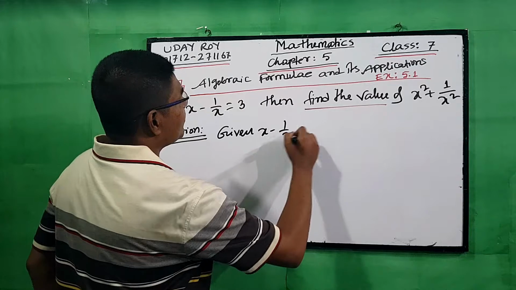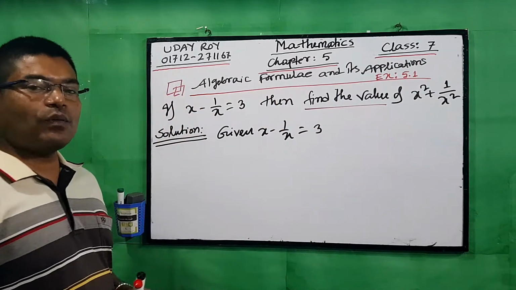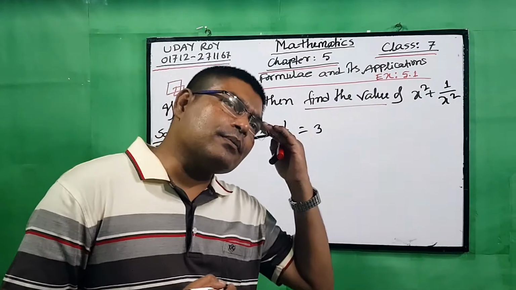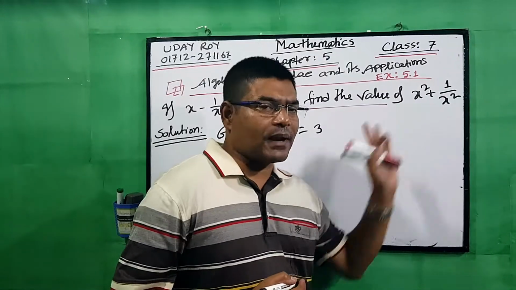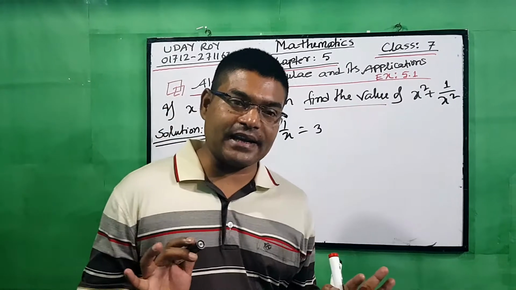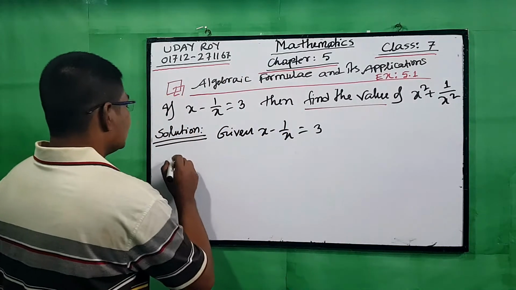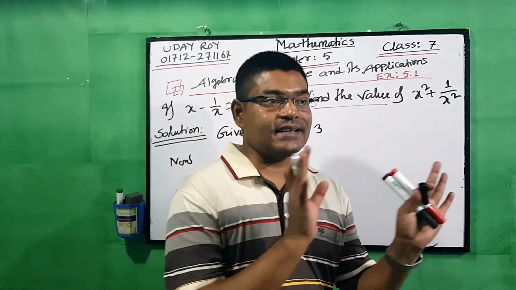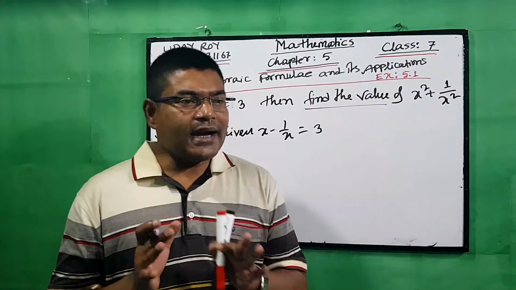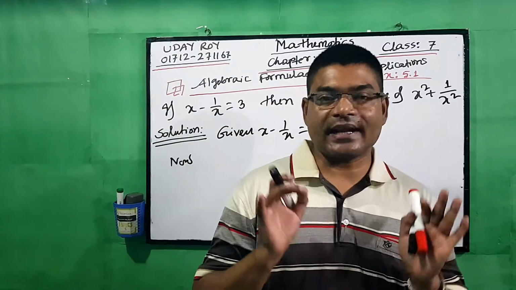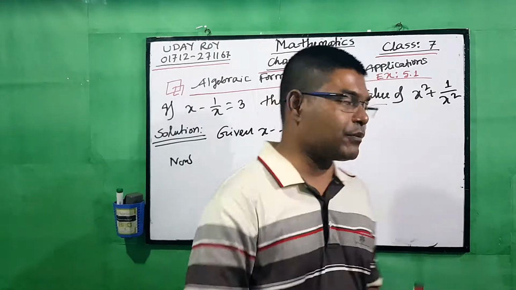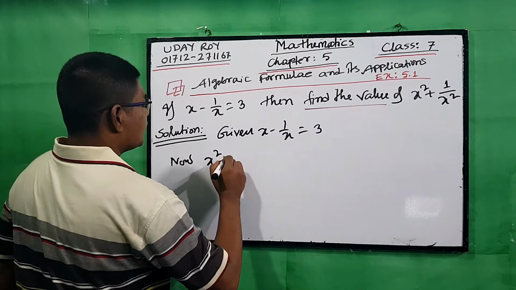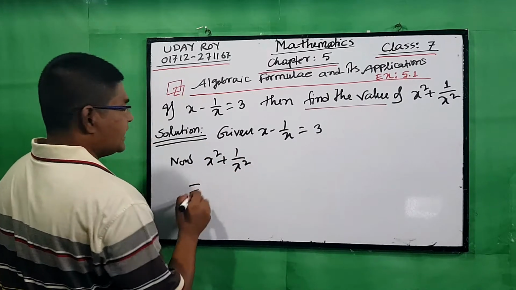Given: x minus 1 by x equal to 3. You have to write given at first. Then you have to think that here is A square plus B square, but given is minus. Here you have no need to write left hand side and right hand side, that is for show that and prove that. Be careful. Here is x square plus 1 by x square.